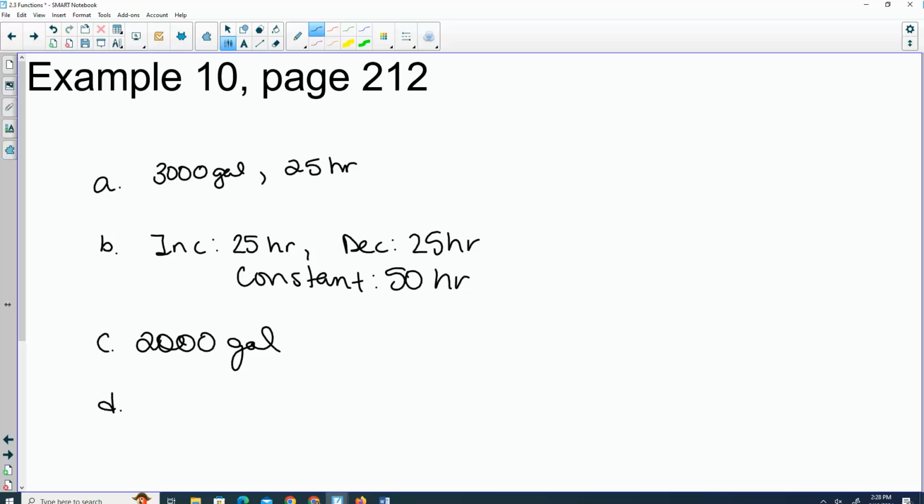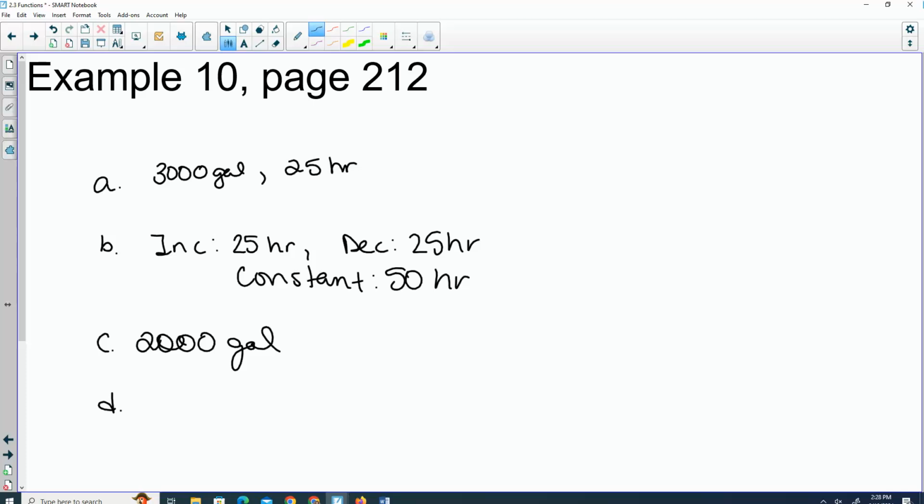And D, can you give me a possible series of events that could account for that graph? So what happened first? We filled the pool. It started at 0 and in 25 hours it had 3,000 gallons. So that's probably not just rain. We can assume we filled the pool. And then what happened? Yeah, we turned off the water. We quit filling the pool. It just sat there. Okay, now then after that, what happened to our water level?